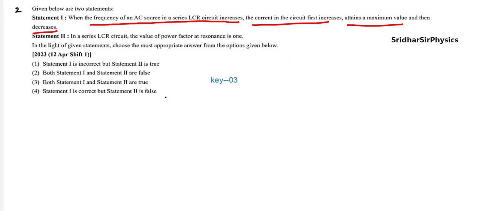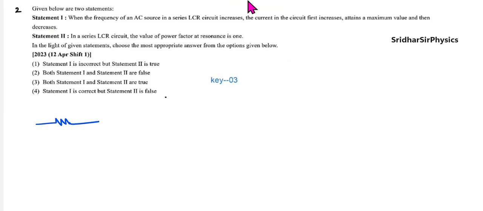Means we have to be alert. LCR, okay, LCR series circuit, something related to resonance. In a series LCR circuit, the value of power factor at resonance is 1. So directly we will take help of the resonance phenomenon.